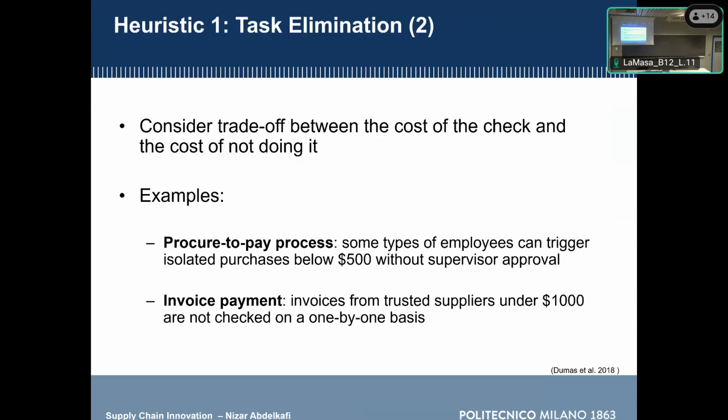Examples, we have the procure to pay process. Some types of employees can trigger isolated purchases below 500 euros, let's say, without supervised approval. So we are eliminating the approvals for purchases below 500 euros. Okay? In many companies, you have it like this.